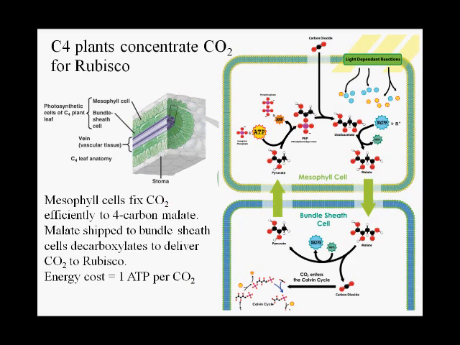Now, C4 plants have a little different leaf anatomy. Their photosynthetic cells now become differentiated into two different kinds of cells. One type of cell is called a mesophyll cell, and it's pretty much scattered throughout the leaf. A second type of cell is called a bundle sheath cell, and these bundle sheath cells are grouped very tightly around the vascular tissues. The leaf veins are the conductive tissues that conduct water to the leaf and sap out of the leaf down to the roots.